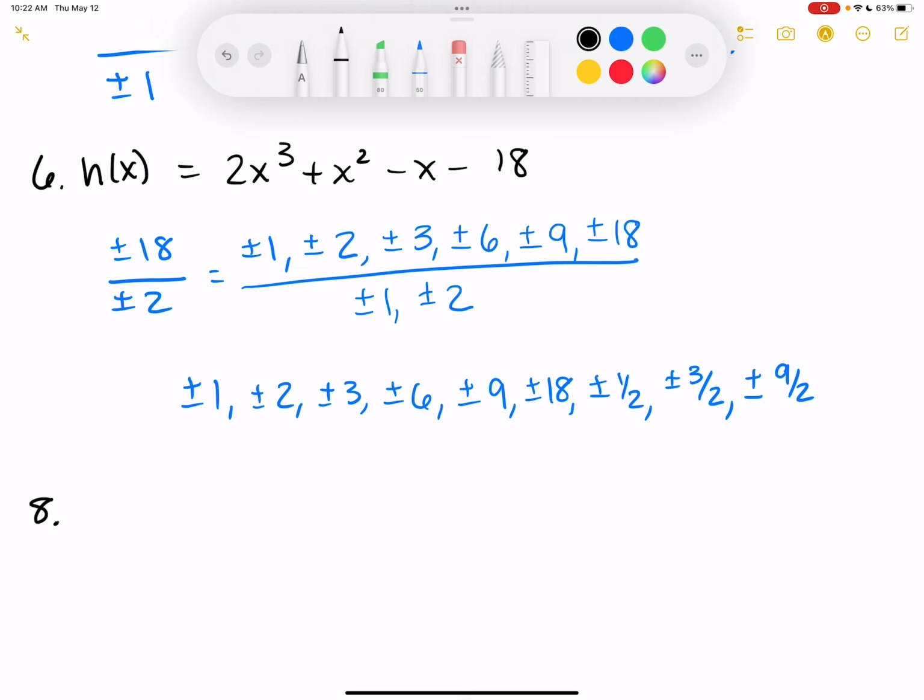8. f of x equals 3x to the 4th plus 5x cubed minus 3x plus 42.